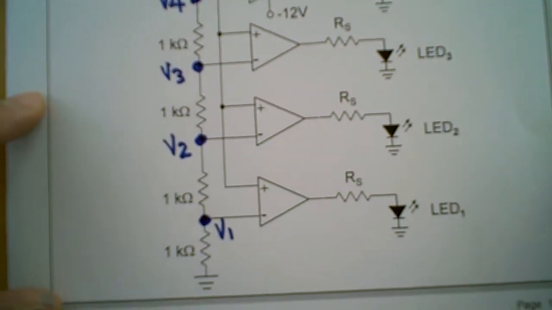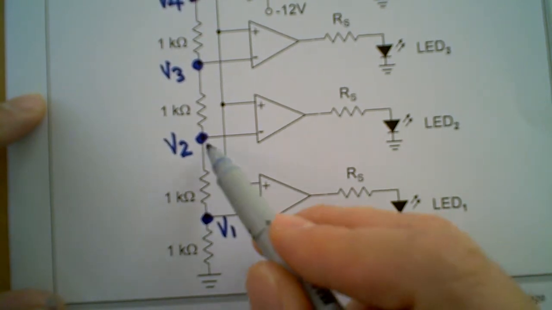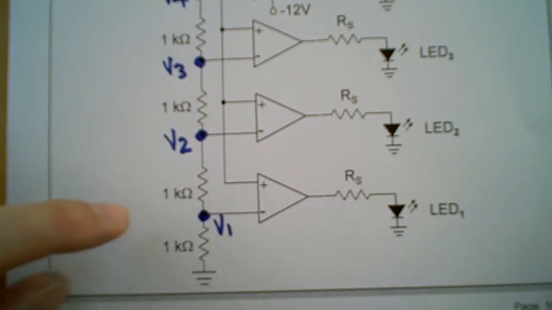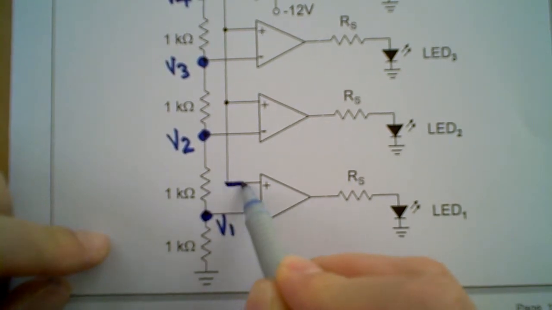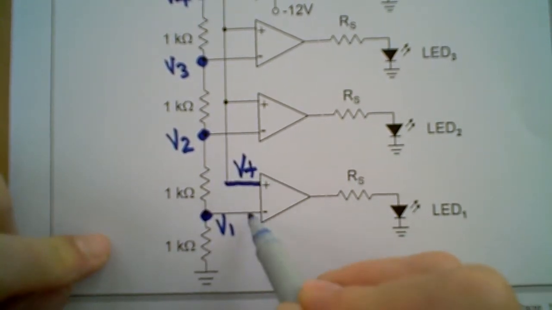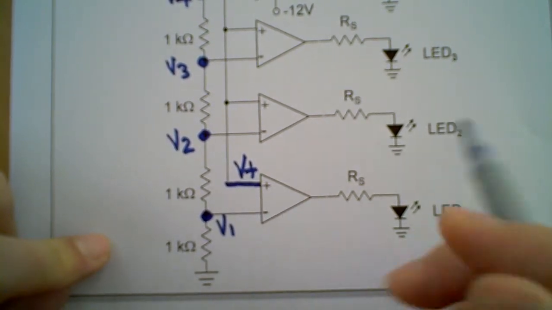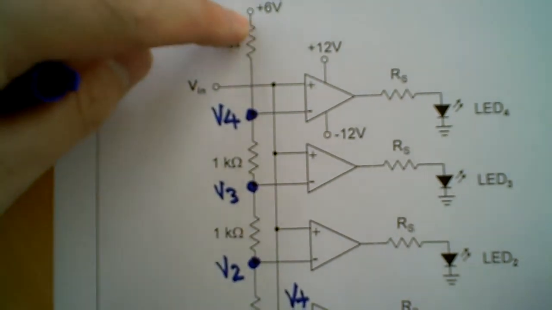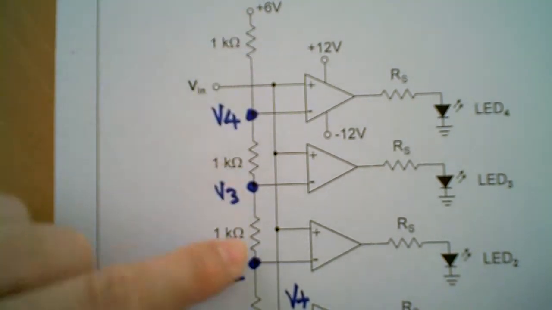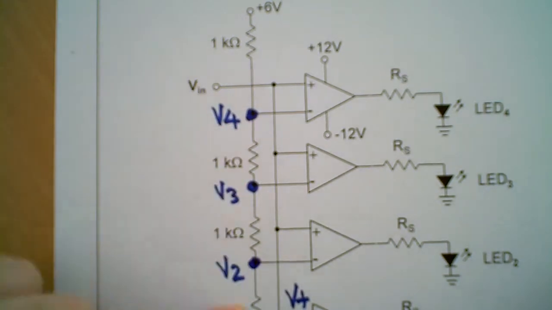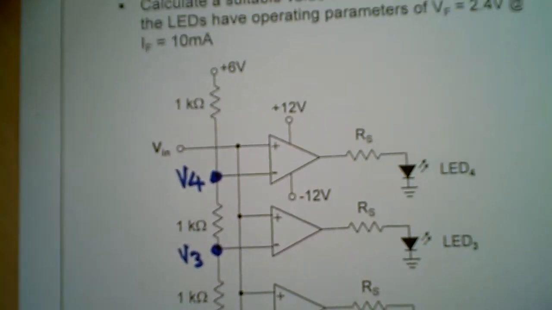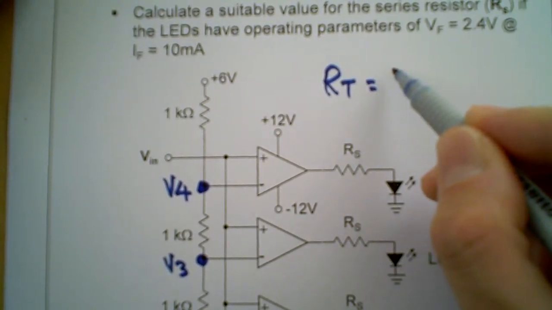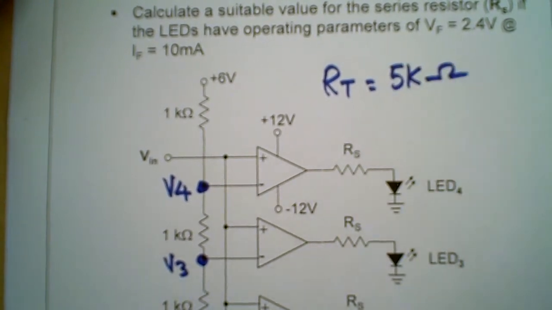It is important to know what these voltages are, because we are using the op-amp as a comparator. We will be comparing the voltage on the V plus with the voltage at this point. So first, in order to solve this question, you need to calculate the total resistance on this series line. It is quite simple, because there are a total of 5 resistances, RT equals 1K times 5, or 5 kilo ohm.